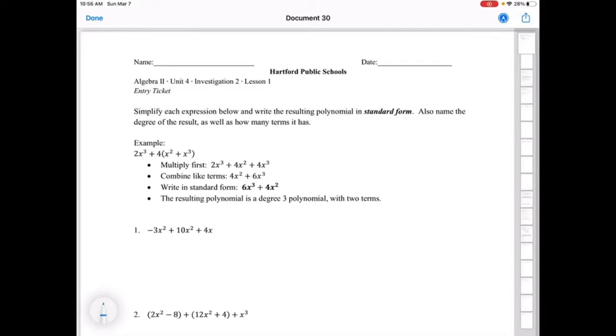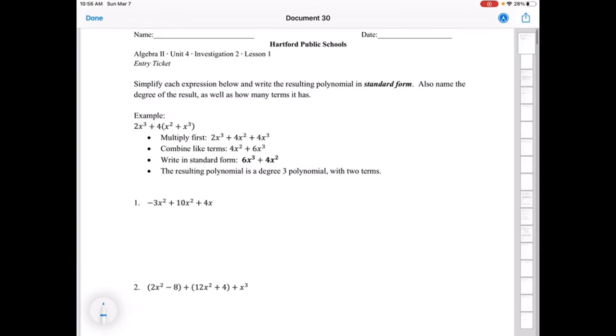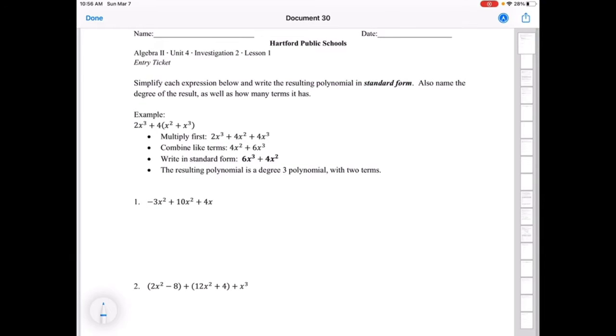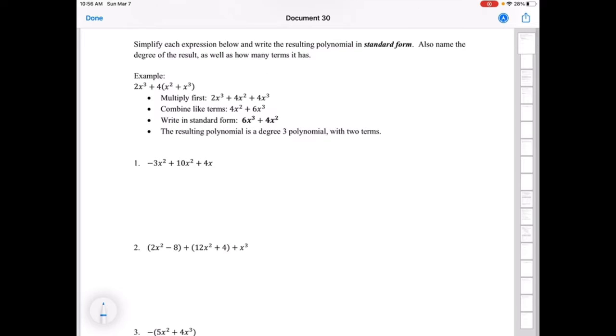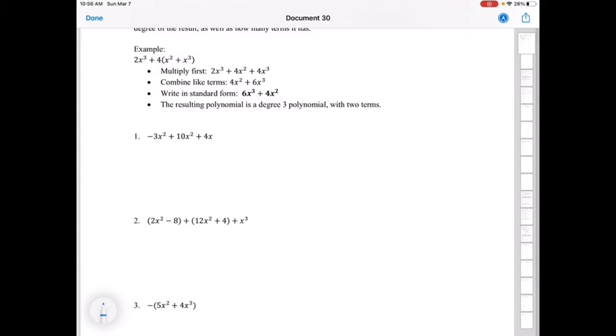Unit 4, Investigation 2, Lessons 1 and 2. We're starting off with the entry ticket together. We're going to be reviewing how to combine like terms. Remember, you always want to take the sign that's in front as well when you're combining these like terms.